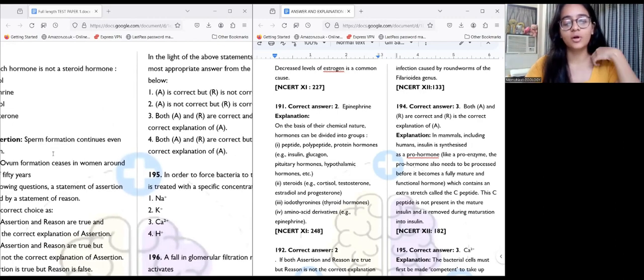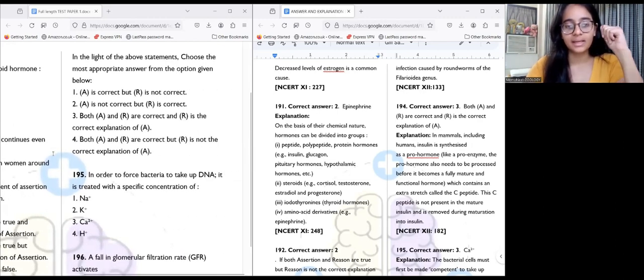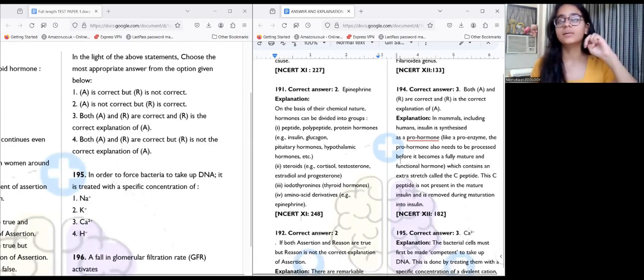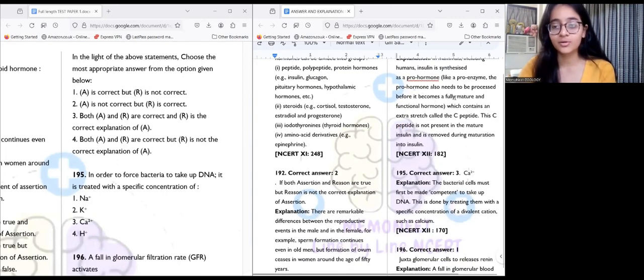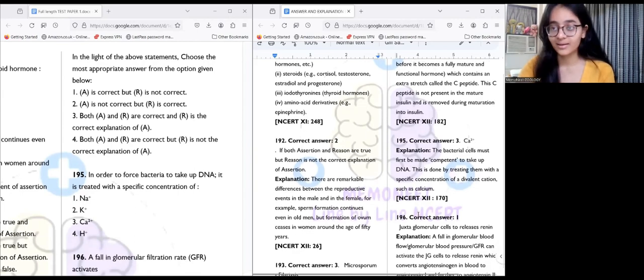For 195, in order to force bacteria to take up DNA, it is treated with a high concentration of what? High concentration of calcium. Just what I've noticed is that throughout the NEET syllabus, whenever we talk about a particular ion, most frequently the answer is calcium. Even if we are looking at muscle contraction, even if we are looking at taking up DNA, all the answers are calcium. Just to remember, you cannot apply this trick blindly in the exam because of negative marking.